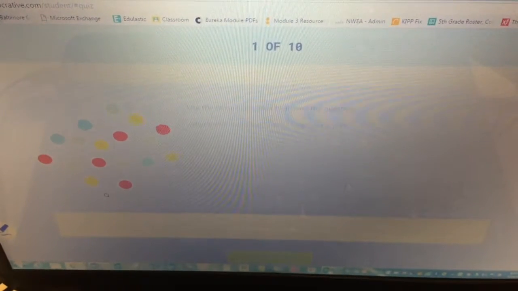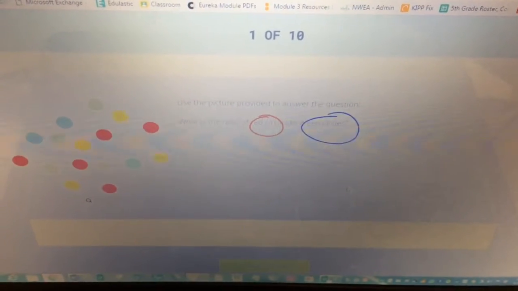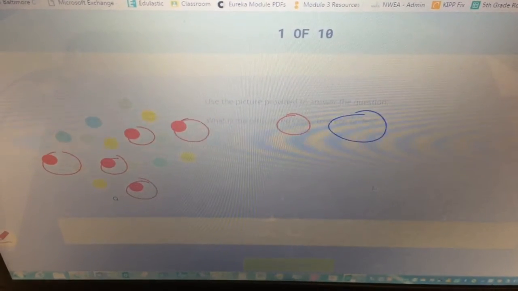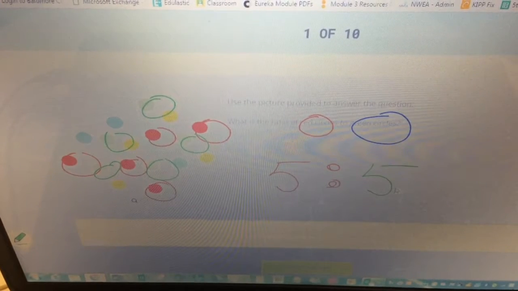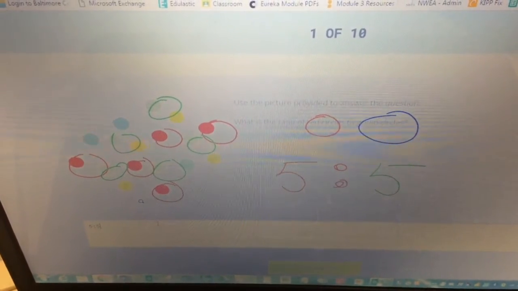Use the picture provided to answer the question. What's the ratio of red circles to green circles? So there are 1, 2, 3, 4, 5 red circles. And there are 1, 2, 3, 4, 5 green circles. So then the ratio would be 5:5.